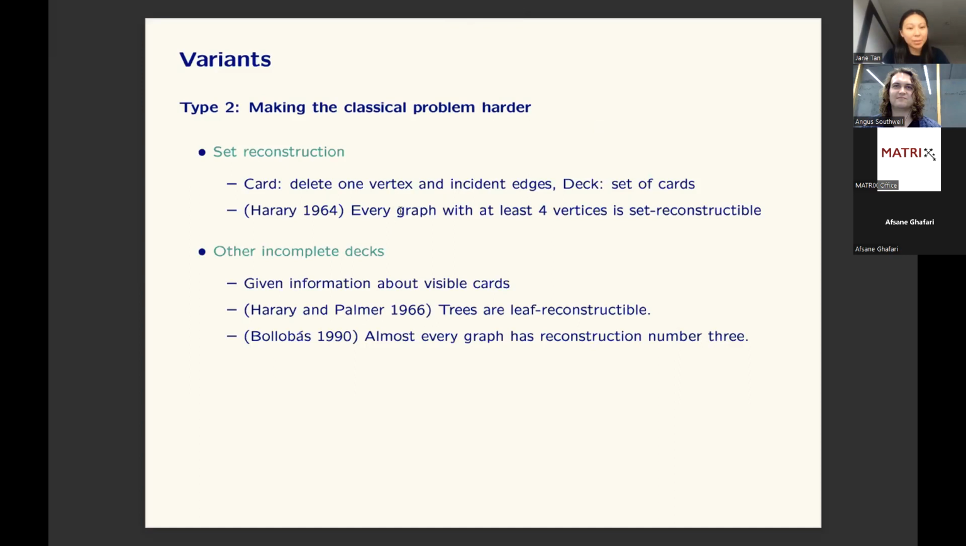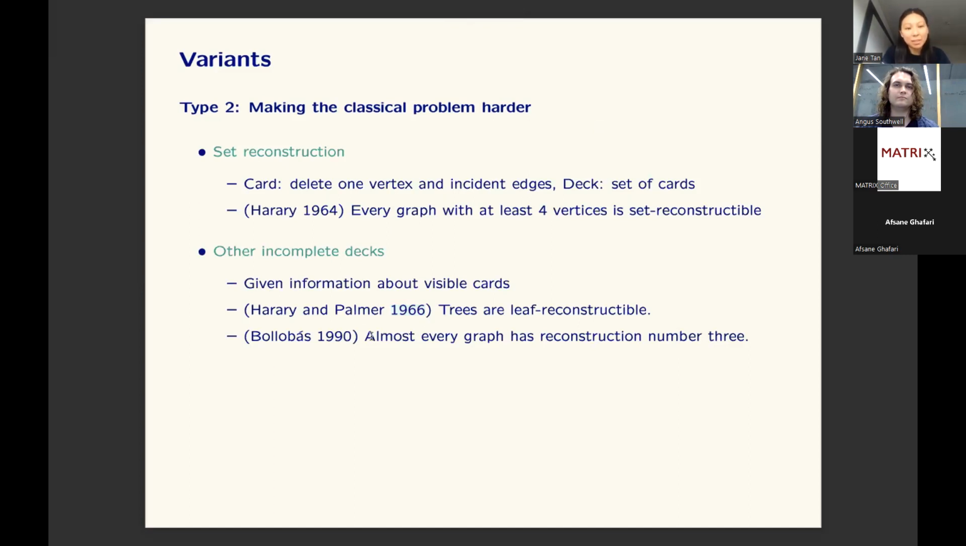Apart from set reconstruction, though, there are other incomplete decks we can take if we're given a little bit more information. For example, we could consider reconstructing trees just from the cards associated to deleting leaves. And that can be done. That was shown by Harary and Palmer in 1966.